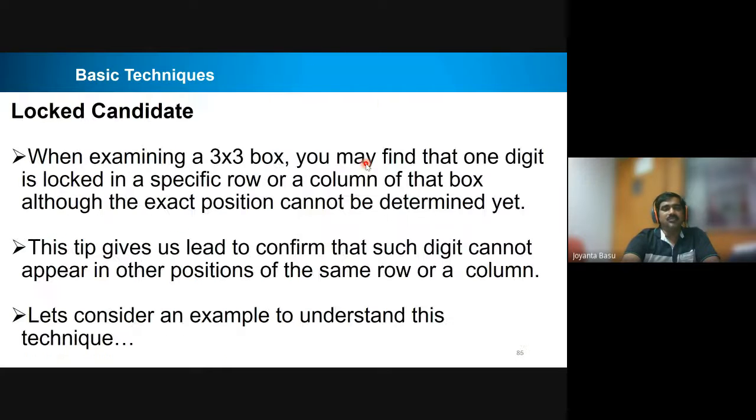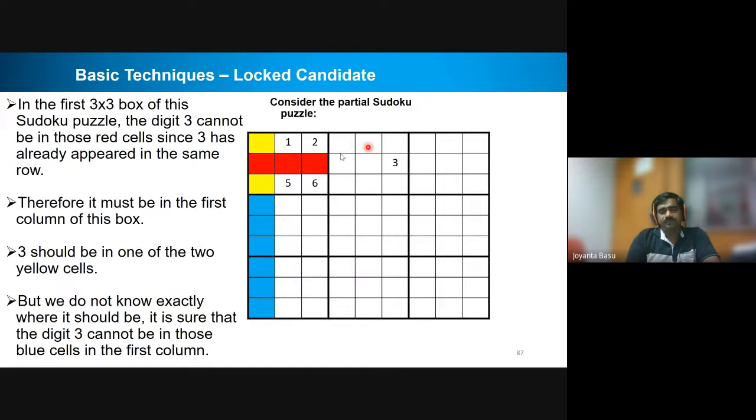There are other techniques also. Locked candidate. Locked means, like 1, 2, 5, 6 are there, and 3 is written here. So 3 is not possible to write in this section. Maybe the probable answer 3 can be right here or here. So we can write that the possible location is 3 in one of these two places. This is what we call locking: we are locking this cell with the 3.